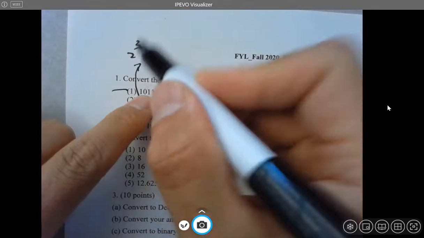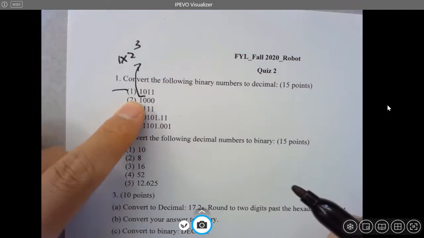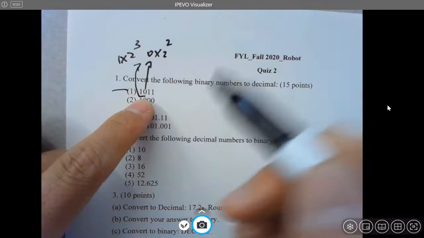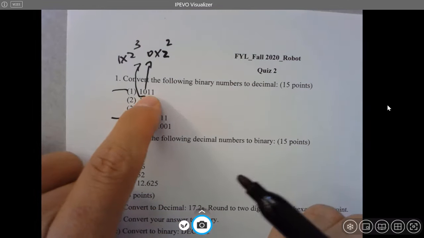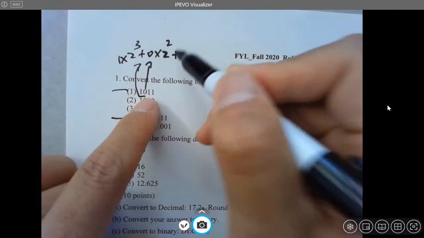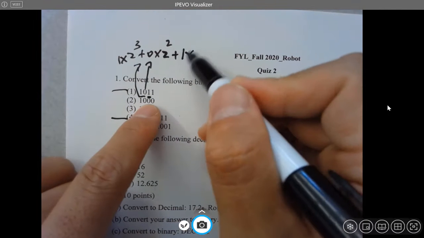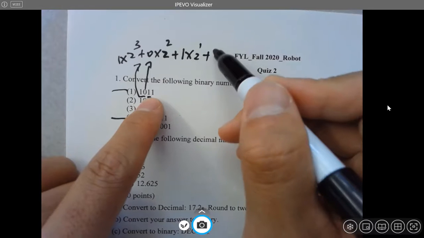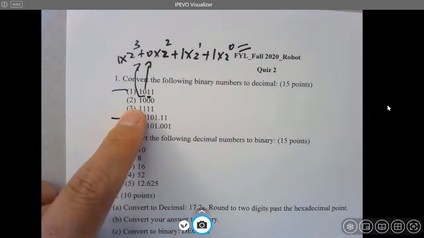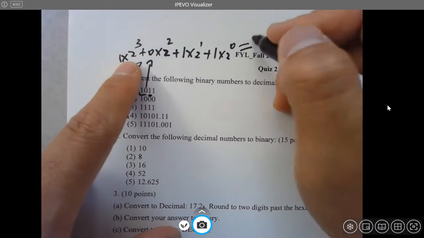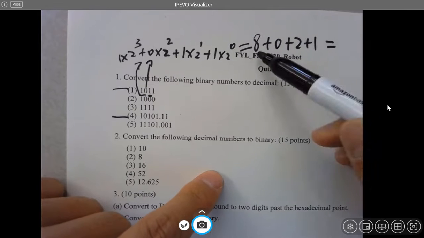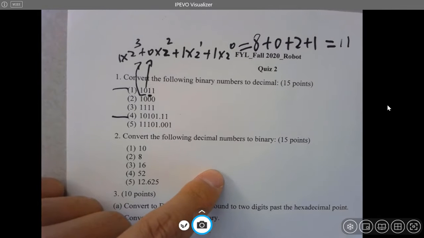the second one is 0. So this is 1 times this, and the second one is 0 times 2 to the second power, because there are 2 bits after this digit. And this one is 1 times 2 to the first plus 1 times 2 to the 0 power. And this equals 8 plus 0 plus 2 plus 1. So that will be 11. Okay.